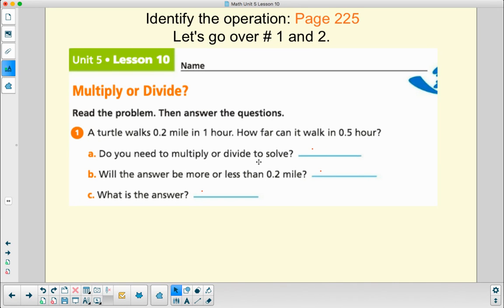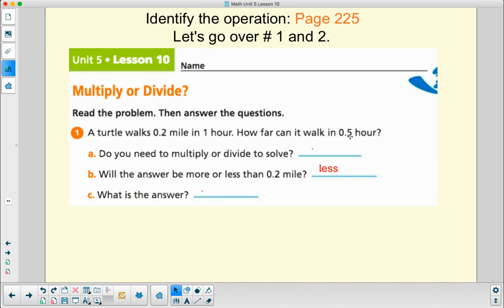So do I need to multiply or divide to solve this problem? Will the answer be more or less than 2/10 of a mile? And what is the answer? So as I think about this, he's walking less than a complete hour. So I know he's going to walk less than 2/10 of a mile. So I can answer that question. Now I have to decide, will I multiply or divide? Well, getting less a lot of times makes me think divide.